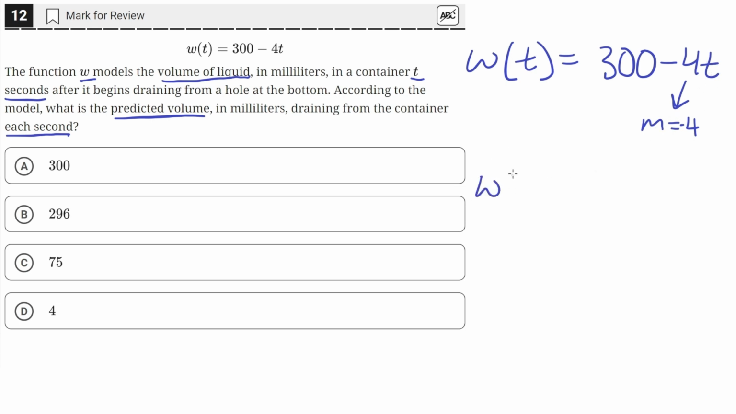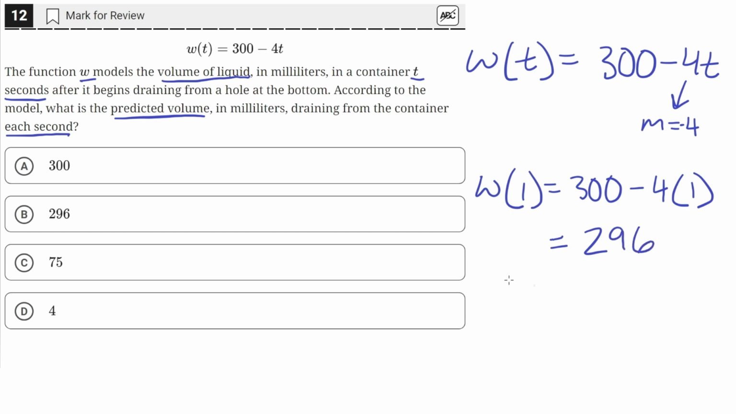For example, W of 1 is equal to 300 minus 4 times 1. So this would be the volume of the liquid after 1 second of time has passed. So 300 minus 4 is just 296. So 4 milliliters of liquid were drained.